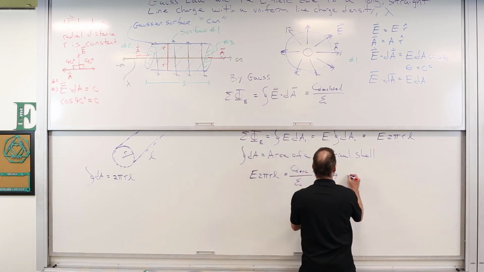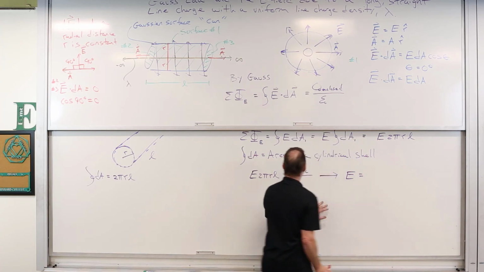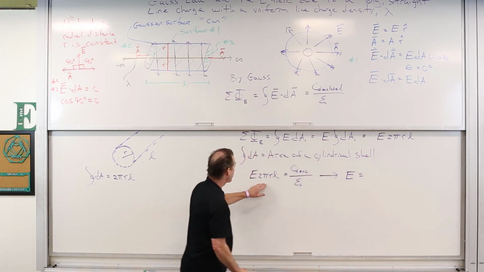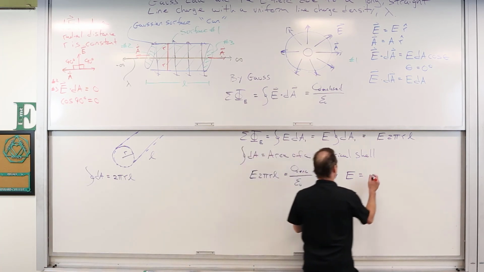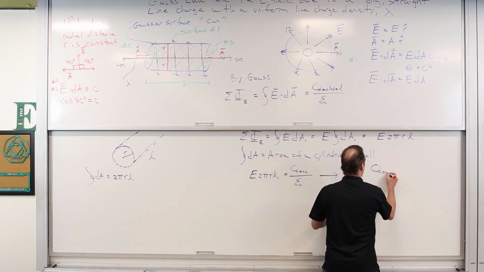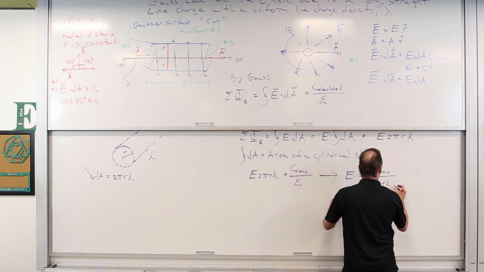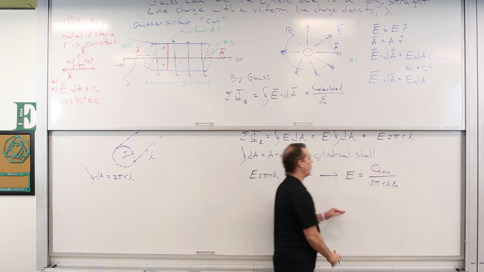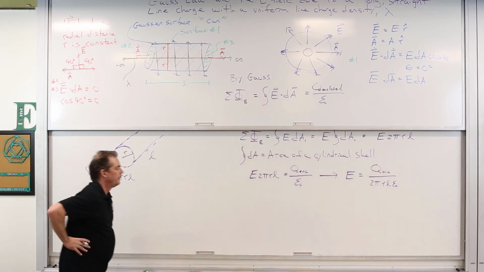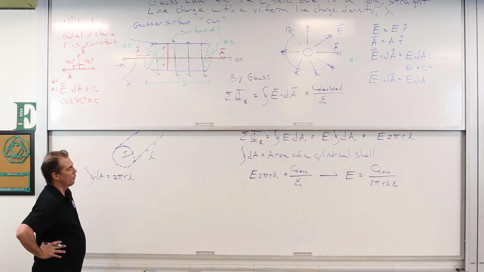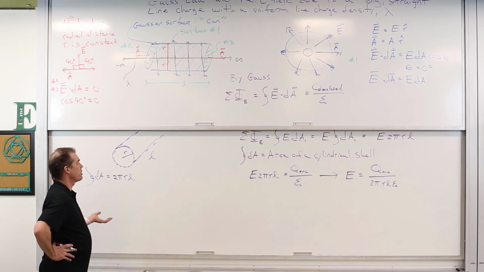So we solve this out for E, and we've got E is equal to Q enclosed divided by 2 pi r L epsilon 0. All right, that's good, but we're not done yet, right? What do we need? We need Q enclosed. How much charge is enclosed?